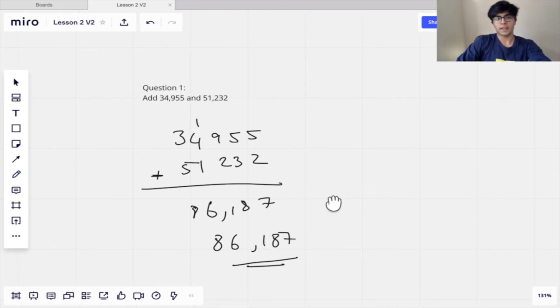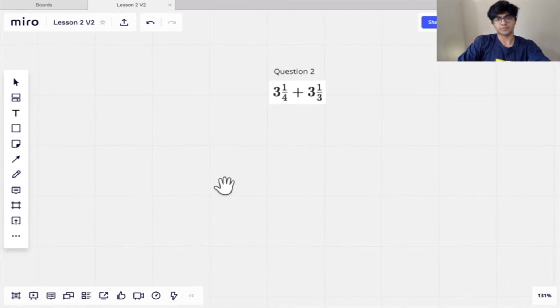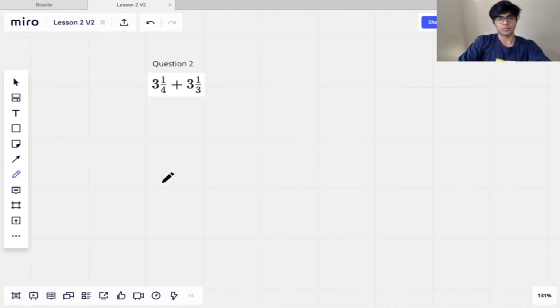Okay, and now let's move on to this one. Question number 2. If you've seen something like this before, give it a pause, see if you can give it a go, see what happens. But if not, let's try solving it together.